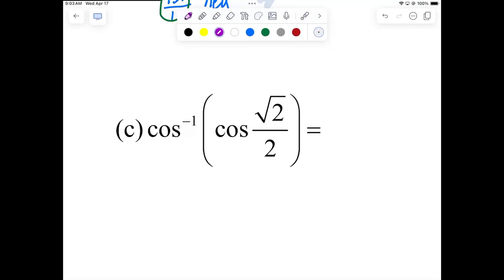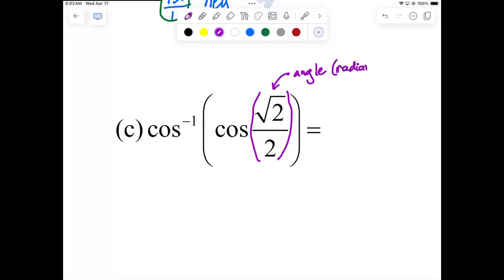It looks like the ratio square root of 2 over 2, doesn't it? But how do I know it's an angle? It follows a cosine, not an inverse cosine. So this is just some radian measure of an angle.